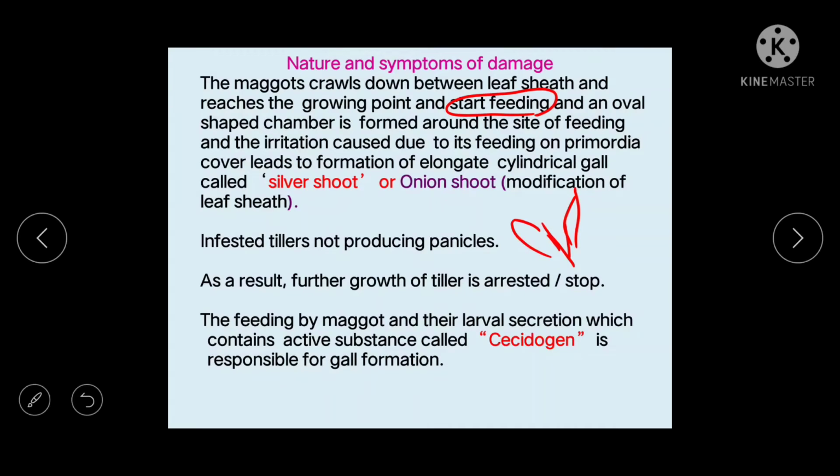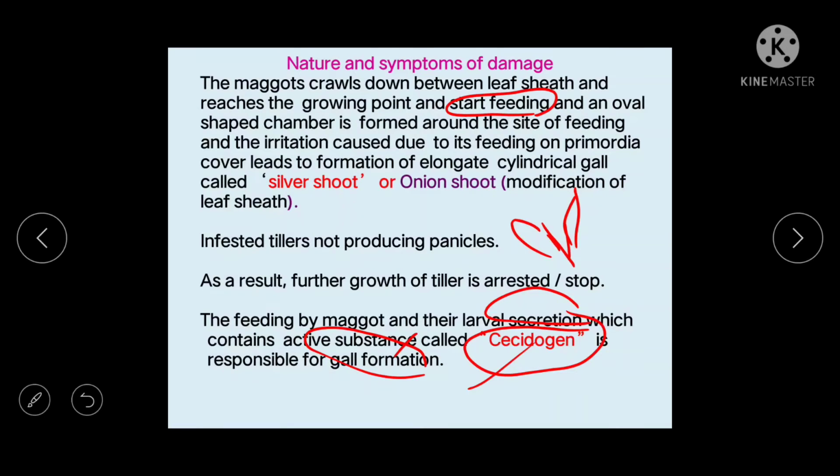When they start feeding, their saliva contains cecidogen. This is also an important question: this cecidogen is responsible for the formation of gall. Because the gall forms since cecidogen is in their saliva. As a result, a cylindrical gall forms on the leaf, so the leaf will look like an onion leaf.